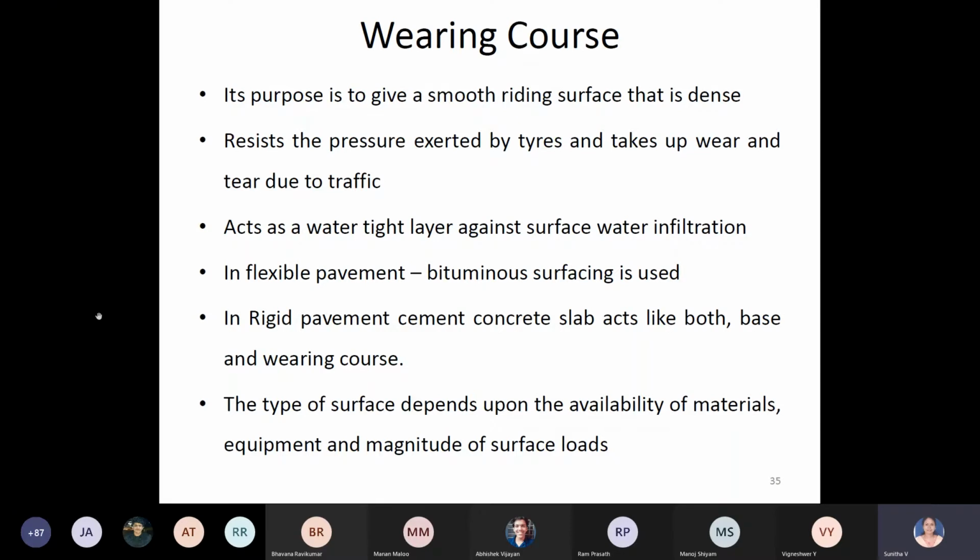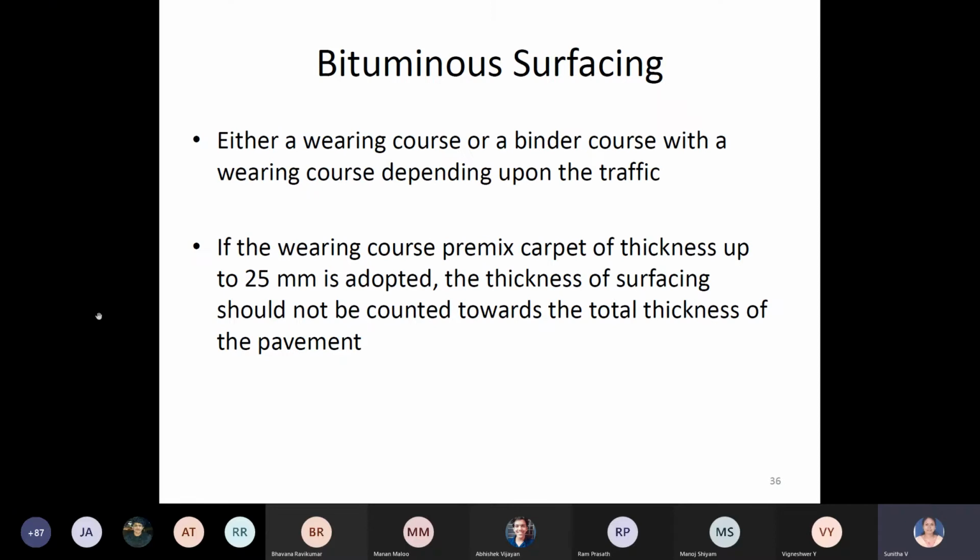In the case of flexible pavement, you are using a bituminous surface. In the case of rigid pavement, you are using a cement concrete slab as both the base and wearing course. And which type of surface you have to provide depends on the materials available to you, the equipment you have, and the magnitude of surface load, what load is coming on the particular surface.